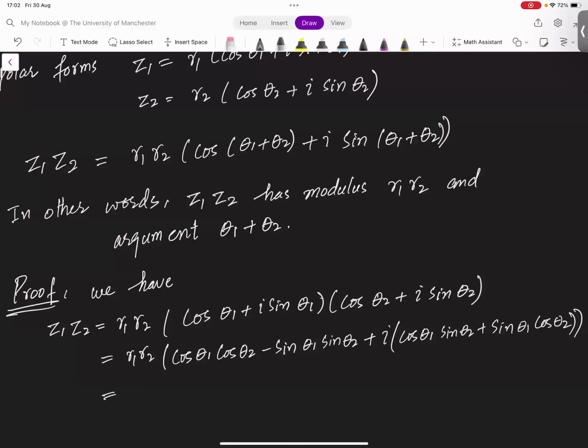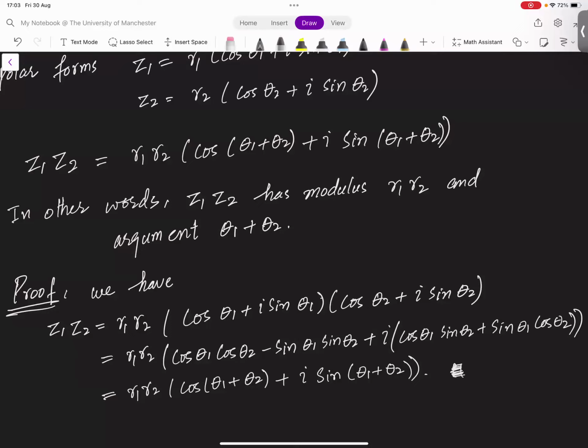And now, if you compare these, you will get r1 r2. Now, this is a formula which says cos of theta 1 plus theta 2, plus iota, and this says sine of theta 1 plus theta 2. And so you have this theorem.